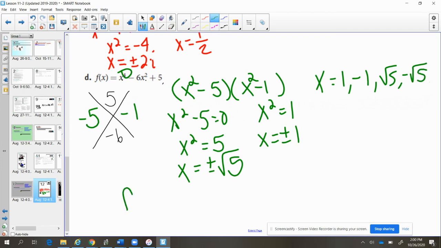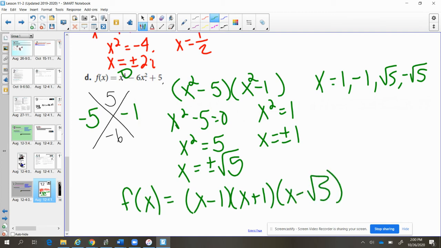And if we write this in factored form, we have x minus 1, x plus 1, x minus square root of 5, x plus square root of 5. Okay, so in this case, all 4 ended up being real zeros, no complex involved, and sometimes that'll happen.